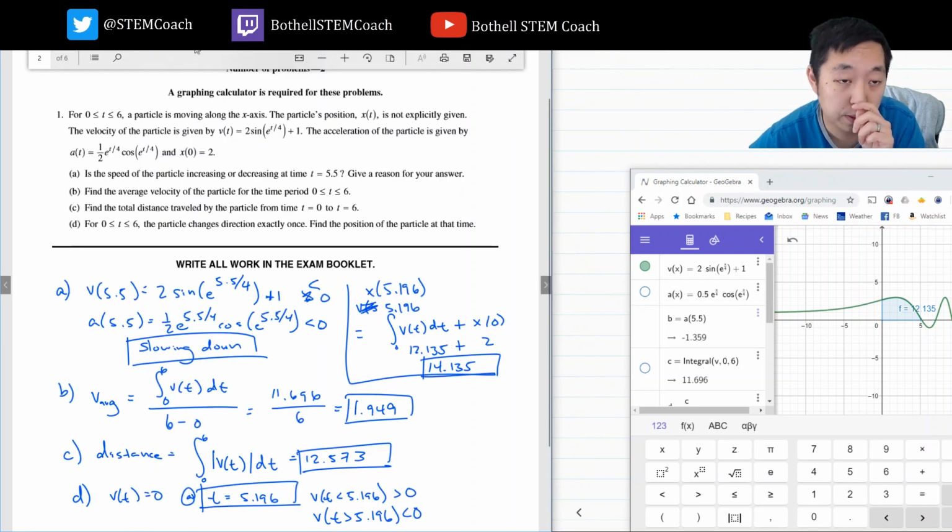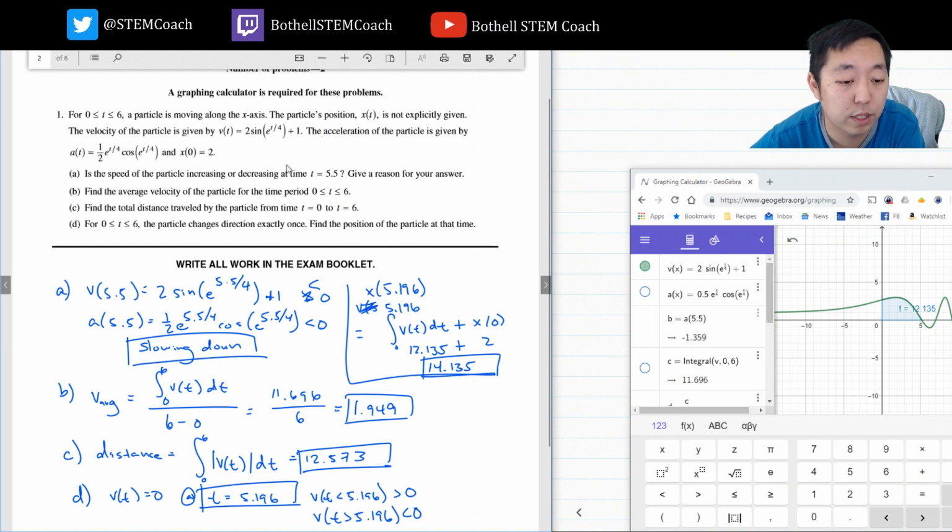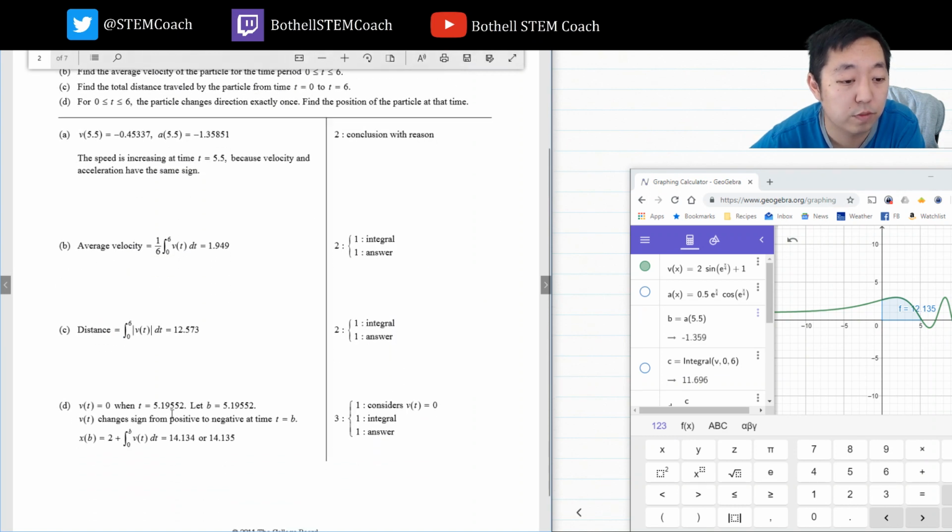The average velocity, 1.949. That's what I got there. Distance, 12.573. That's right. The time was 5.196, where it changes signs from positive to negative, and then 14.135. That's what I got. So other than me misreading that there was a negative sign there, and I'm not entirely sure why I misread that, we got that one right.